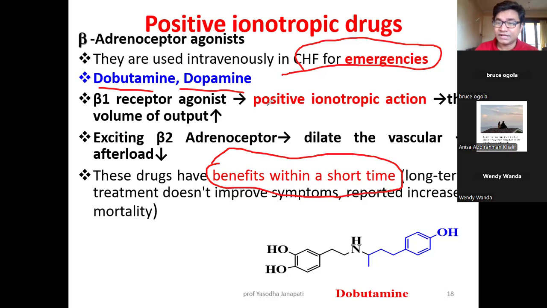What happens? They are positive inotropic drugs. They increase cardiac output. Then they excite beta adrenoreceptors, which dilates vasculature and decreases afterload. So these are the drugs. Example is dobutamine, which we have kept here. This drug is used only for short periods and in emergency time.